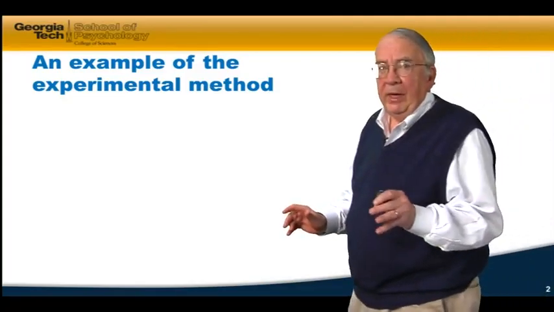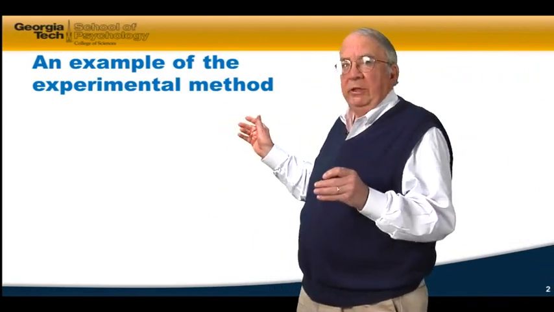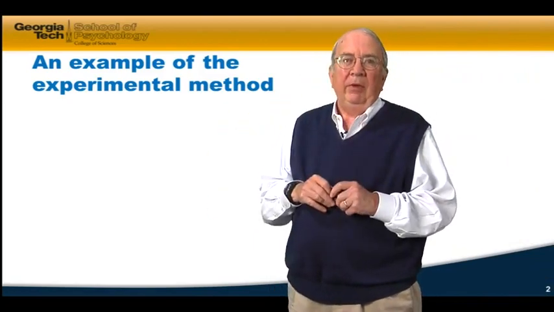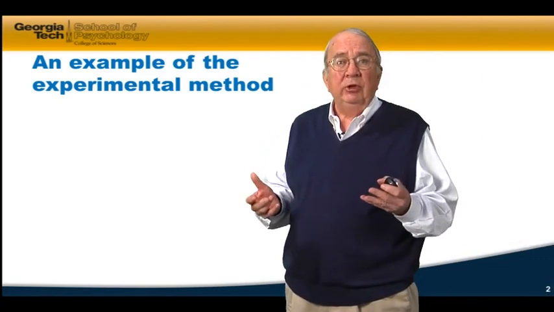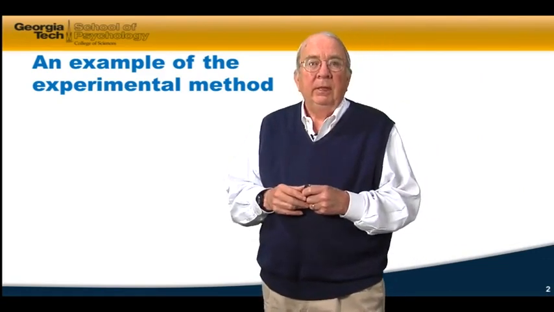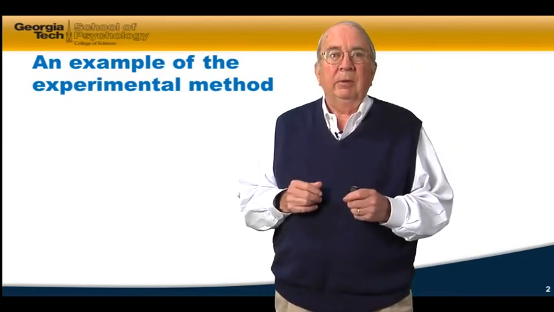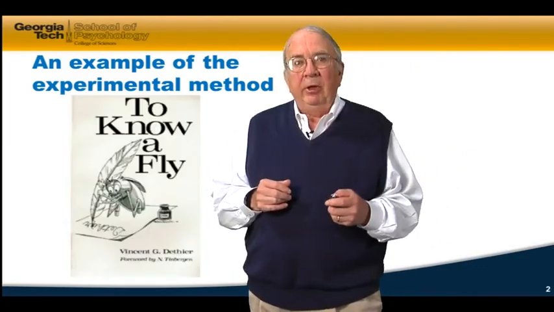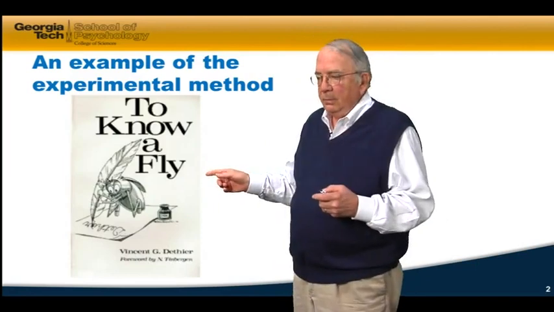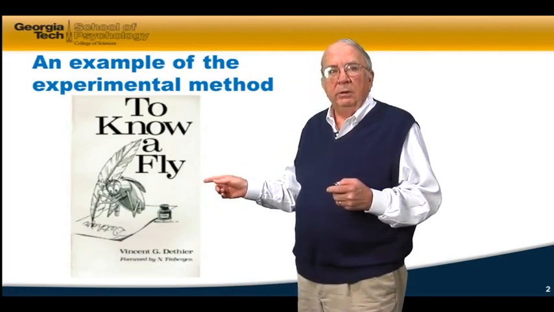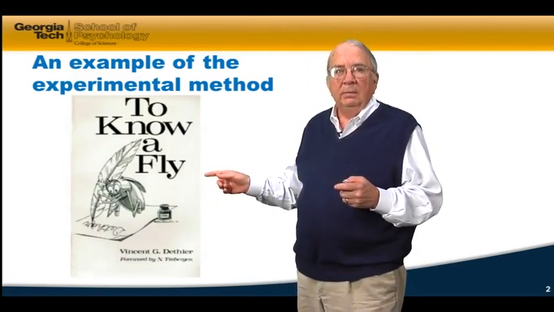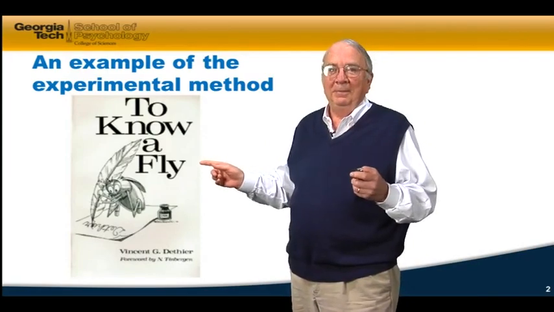Last time we talked about methodology, and today what I want to do is give you an example of the experimental method, the method that psychologists use to really look at causation by making manipulations of independent variables and measuring dependent variables. The example I'm going to use is a wonderful book by Vincent Dethier at Princeton called To Know a Fly. Yes, To Know a Fly.